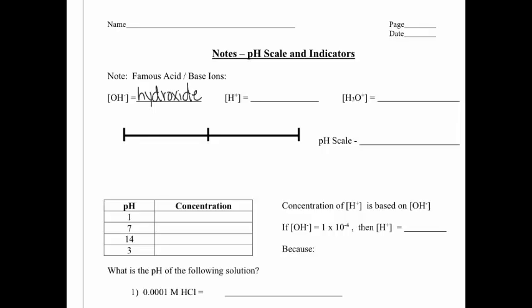The H plus ion is called the hydrogen ion, and the hydrogen ion exists when you have an acid in water. And what typically happens is that the H plus ion associates itself with water, creating the hydronium ion. So these two terms are actually interchangeable.